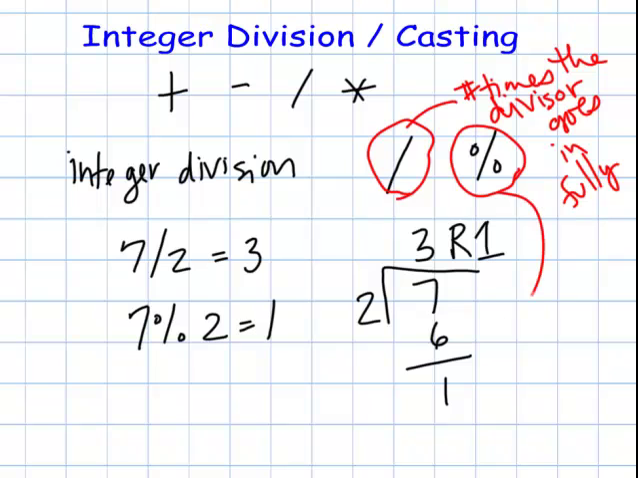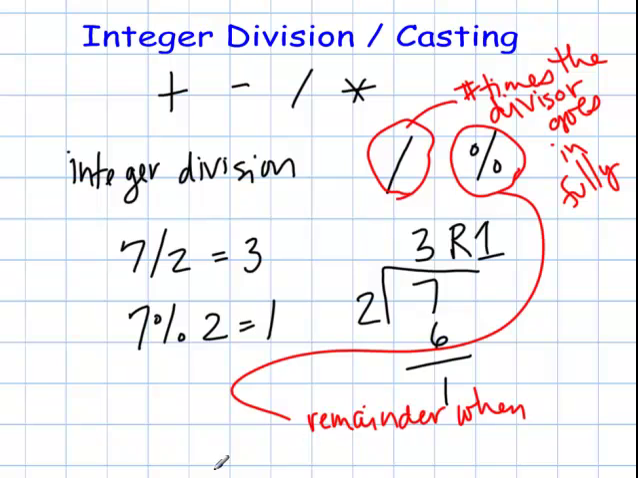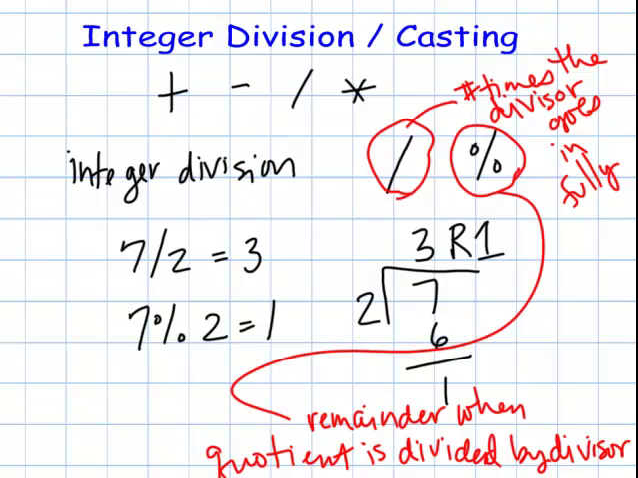This means the remainder when the quotient is divided by the divisor. So here's some examples.